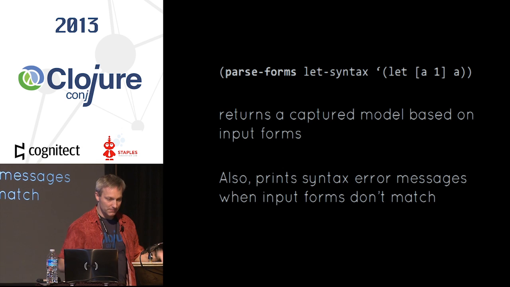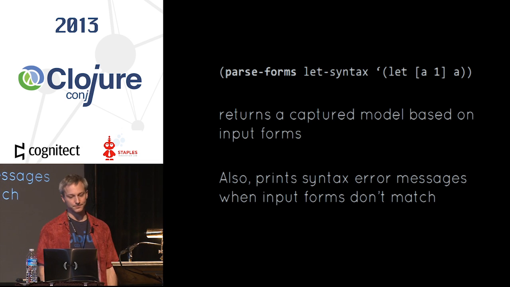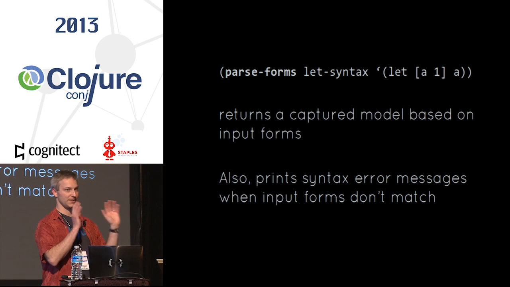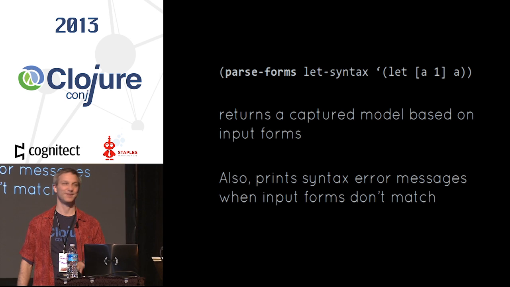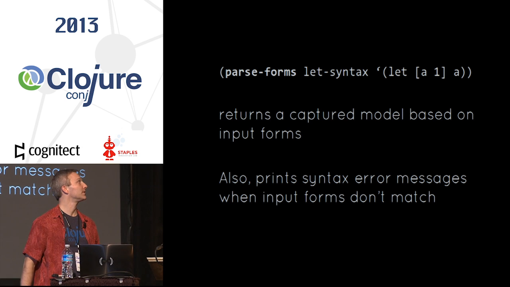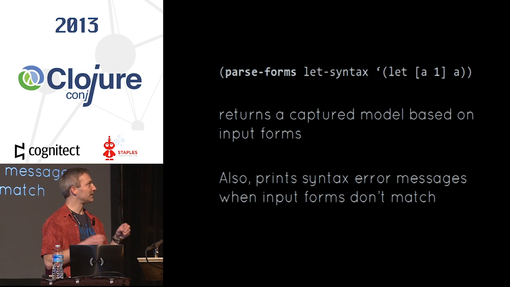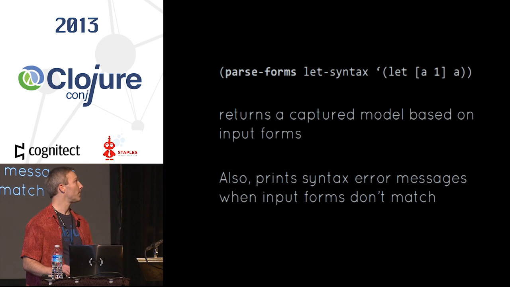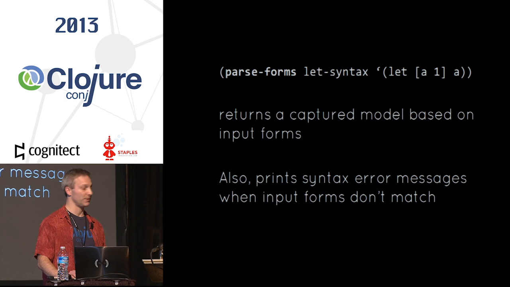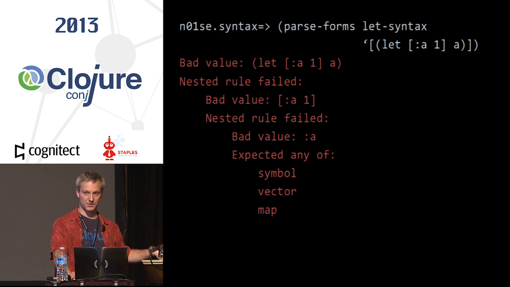Okay, right at the base of this project is a new function called parse forms. The way parse forms works is it takes 2 arguments: a as yet undefined syntax that I will describe, but not right now, and some kind of set of input. In this case, it's something that looks a lot like let. The return value of parse forms is whatever that let syntax returns. I'll get into that in a little bit. But if it can't parse it, it's just going to print out some kind of error message. Remember that :a that we saw? Let's look at another example of that, this time with what parse forms returns for an error message.